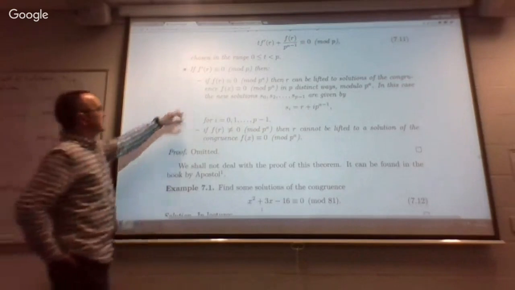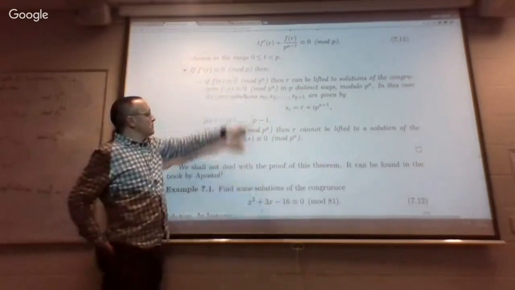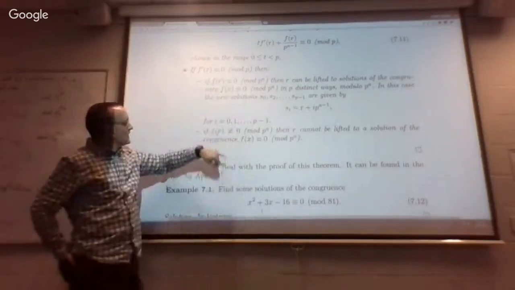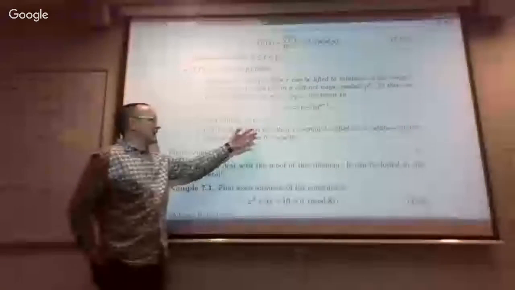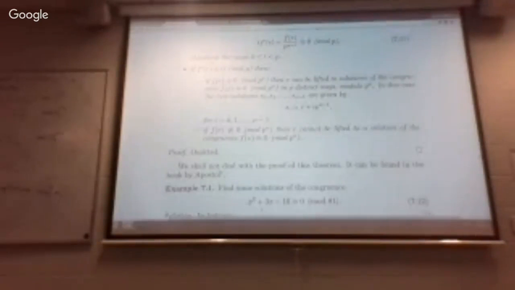On the other hand, that was if you got something 0 modulo p to the a. More typically, you'll get something non-zero modulo p to the a, and that's the case where r cannot be lifted any further. The solution you have in your hand at the moment does not lift and yield any new solutions to a higher power of p in the polynomial. Okay? So as I say, we're not going to prove this as such, but we're going to make use of it.